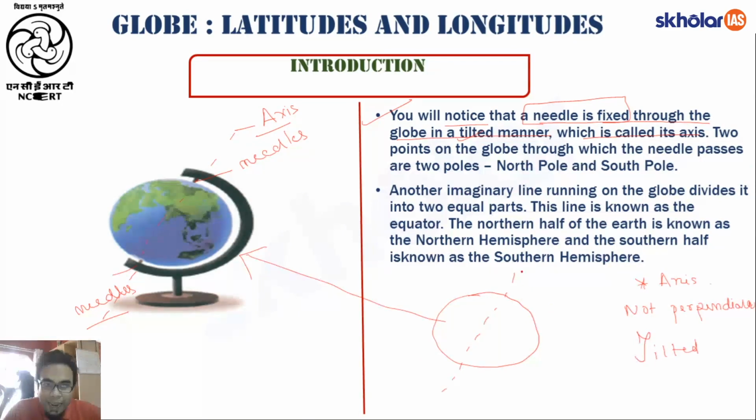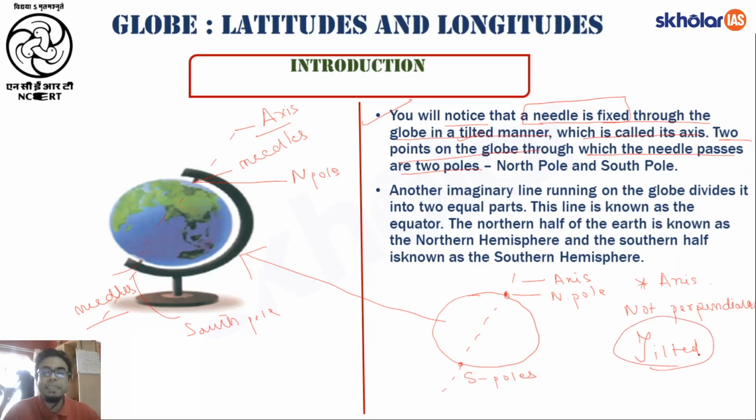This line is called the axis, which is tilted, and these 2 points that you see here on the surface of the earth, what are they called? The 2 points on the globe through which the needle passes are the 2 poles. This is the north pole and this is the south pole. Understood? So this axis of the earth, very important, is tilted.